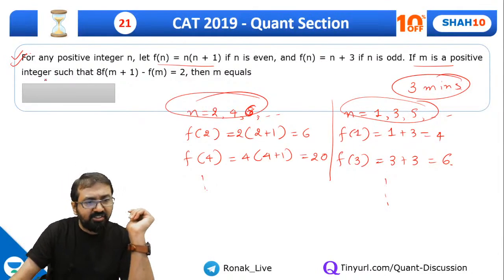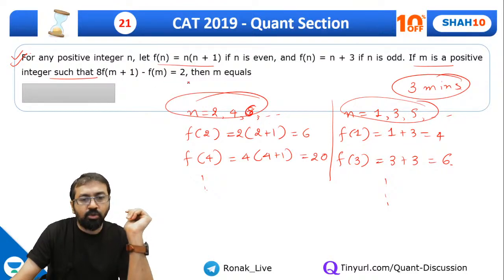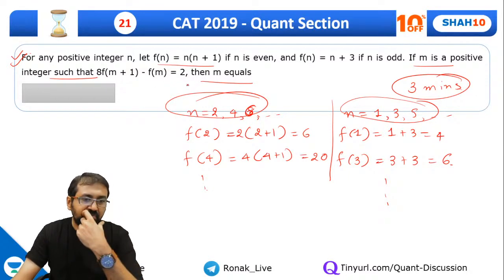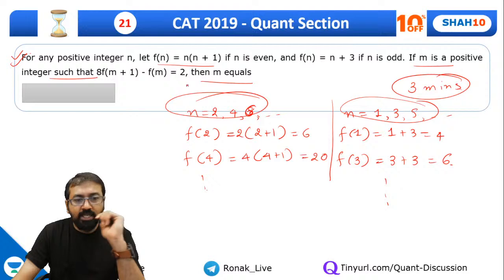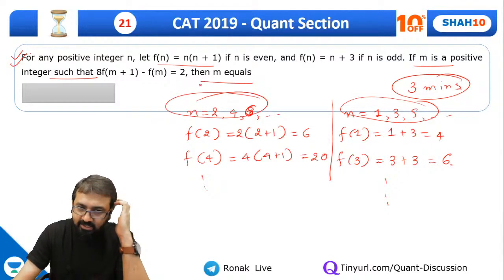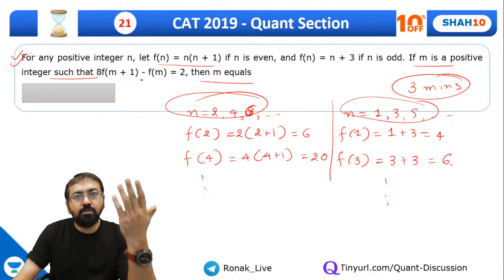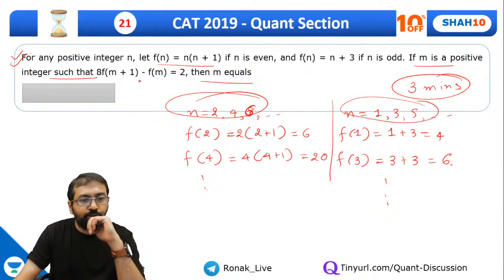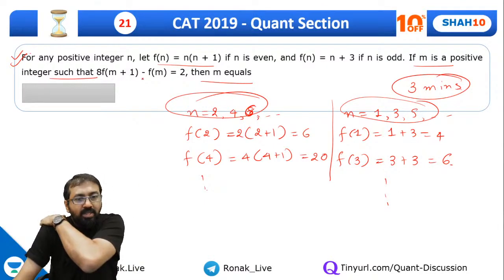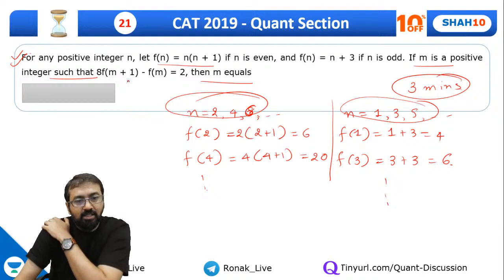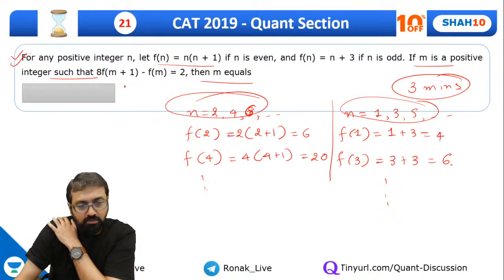If m is a positive integer such that 8f(m+1) - f(m) = 2, then m equals? Right now, first of all, you will have to understand this thing, guys. Whether m will be odd or even, that is what you need to understand. What will be m over here?